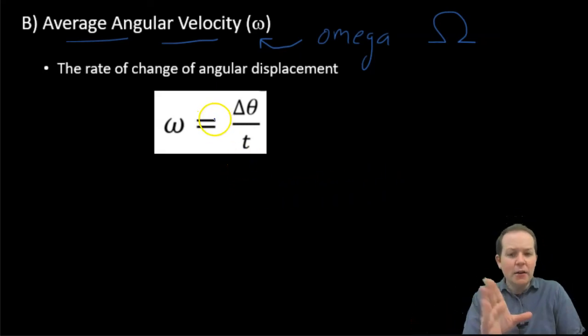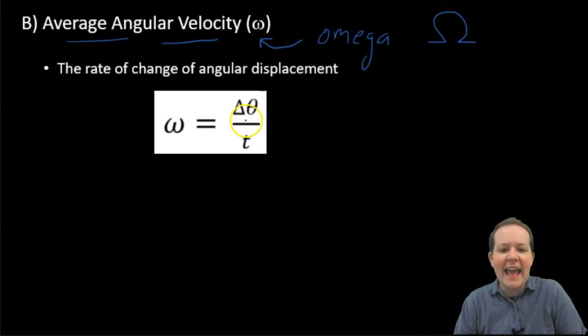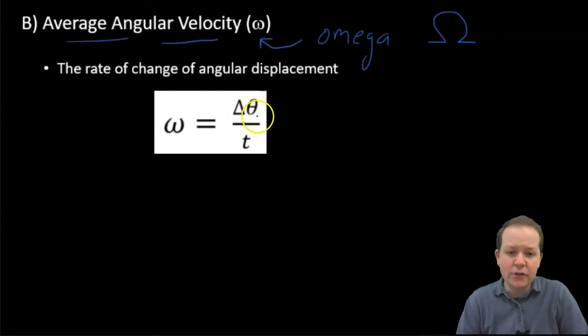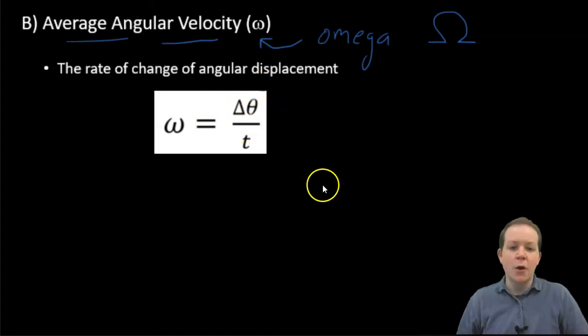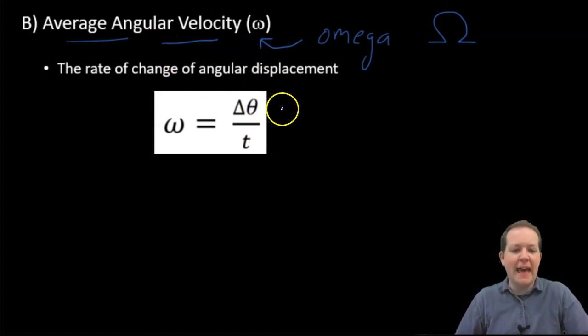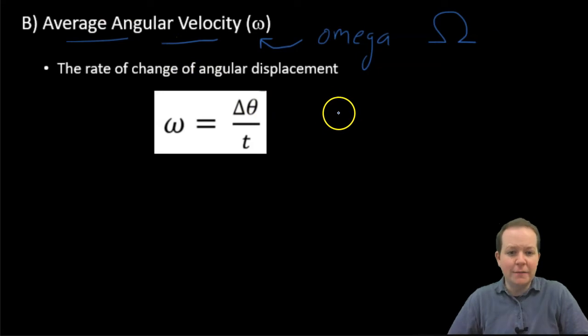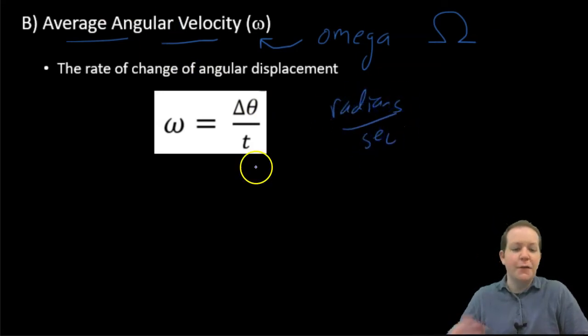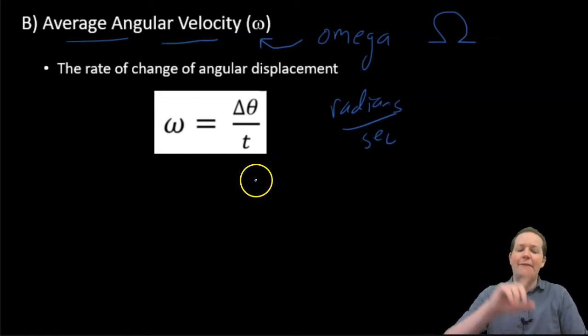But for angular motion, it's the change in angular position, or angular displacement, divided by t. What is the unit of this lowercase Greek letter omega? What is the unit of angular velocity? Well, it's the unit of the equation. That's radians per second.